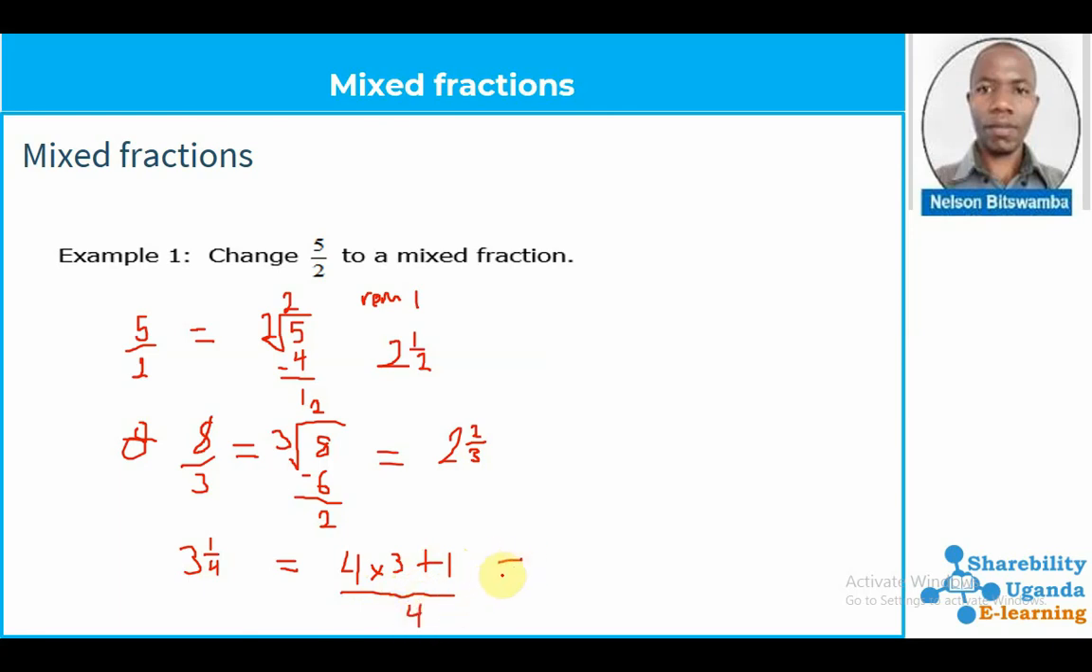So our answer here will be a proper fraction. What is 4 times 3? The answer is 12. 12 plus 1 is 13. So this means we are going to get 13 out of 4. We can see that this is the result of this. It was a mixed fraction, but we have changed it to a proper fraction. So when you divide this by this, we shall be able to get this. That is the way they get a proper fraction and a mixed fraction.